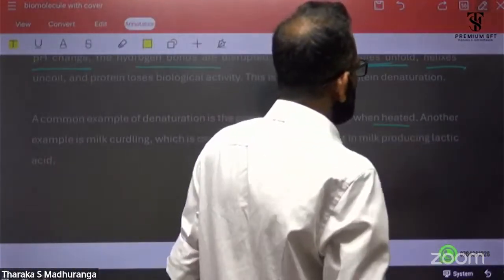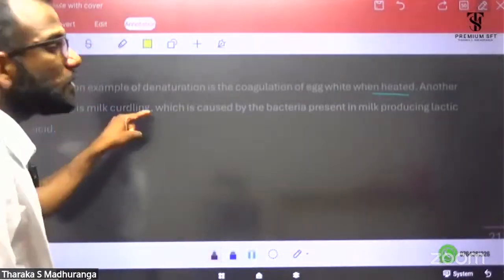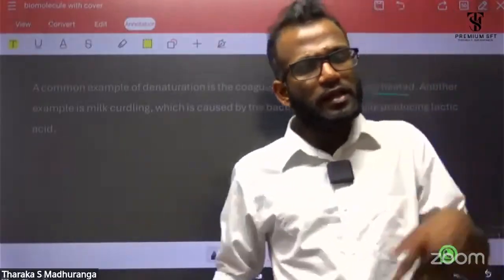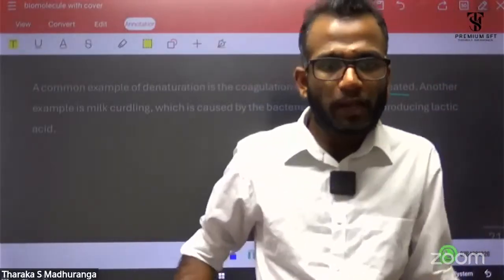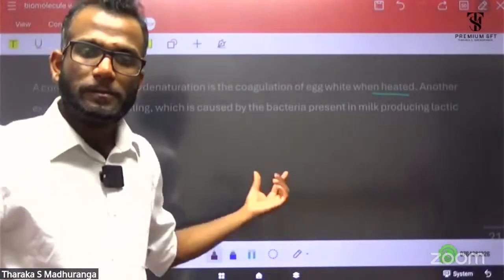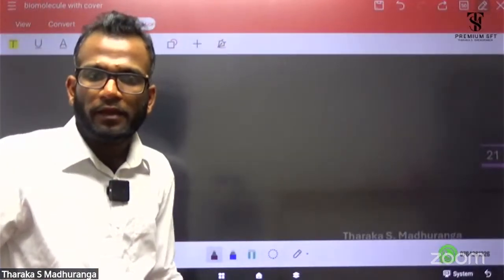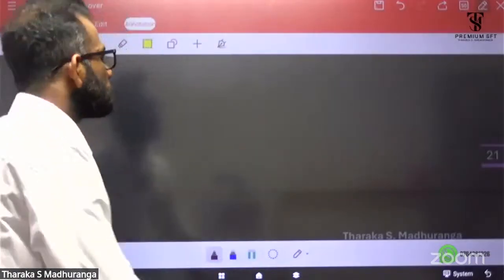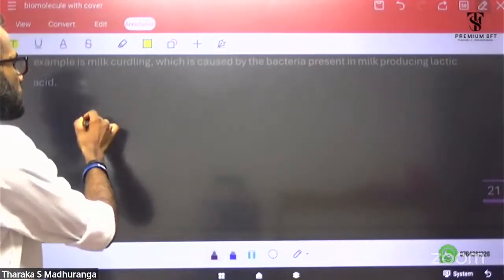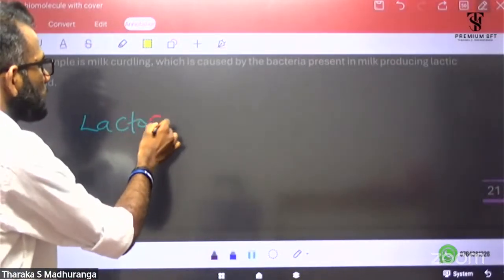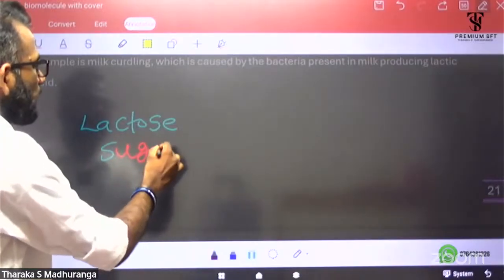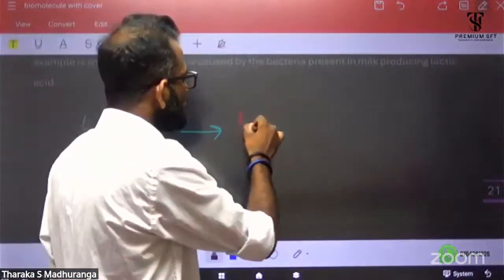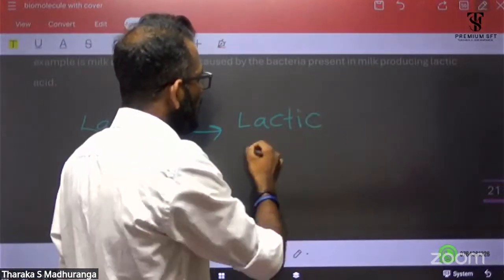Another example, milk curding. Next lesson we can discuss milk curding. What happened in milk curding? What is the main carbohydrate? Last week we discussed lactose sugar. In the next lesson we will discuss lactose sugar. What happened? Lactose sugar converts into lactic acid. This is milk curding.